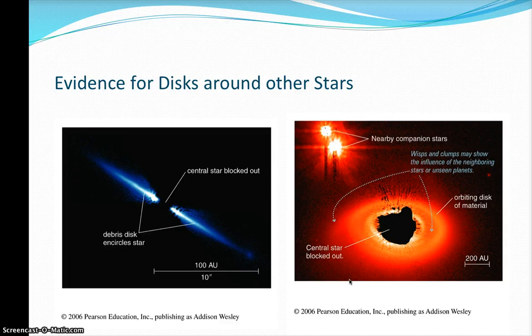We've actually seen evidence that stars, as they're forming, do have disks of material around them. In this picture, you see they've blocked out the star, but you see the disk of material around it. And here's another picture as well. So again, this isn't just something that scientists have sort of thought up out of the clear blue. They actually have observational evidence to support these ideas.